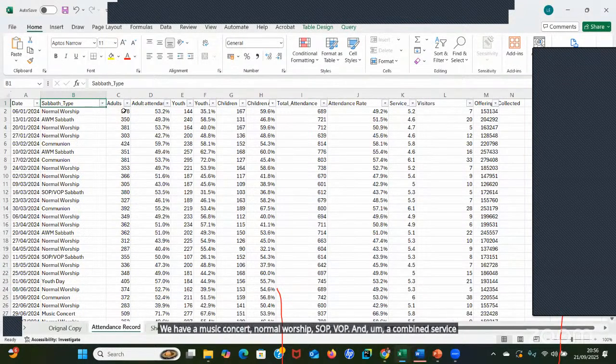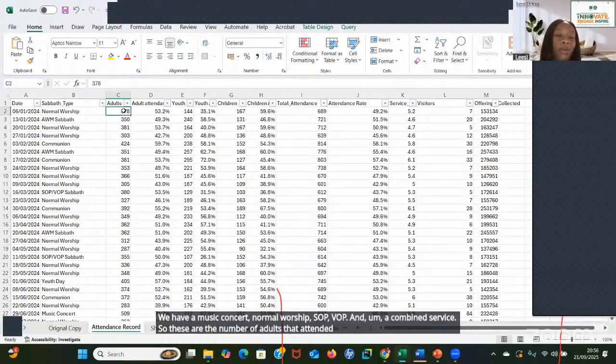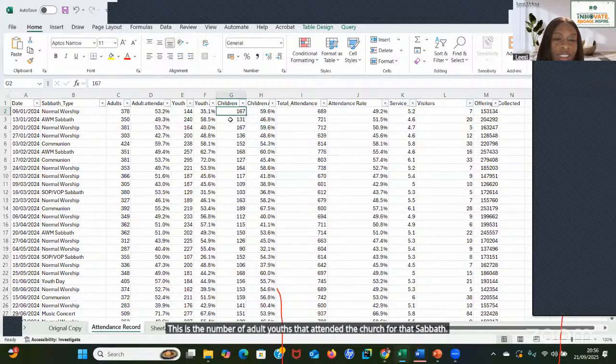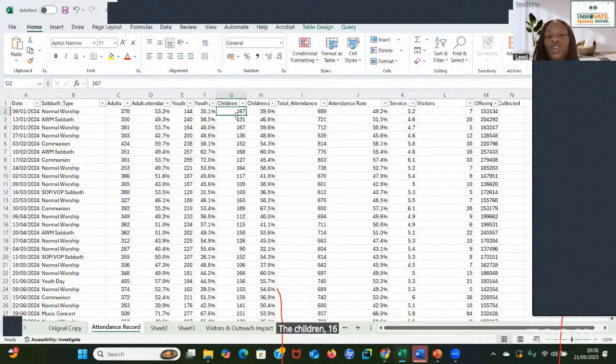So these are the number of adults that attended the church for that Sabbath. This is the number of adult youths that attended the church for that Sabbath. The children, 167, is the number of children that attended the church for that Sabbath.